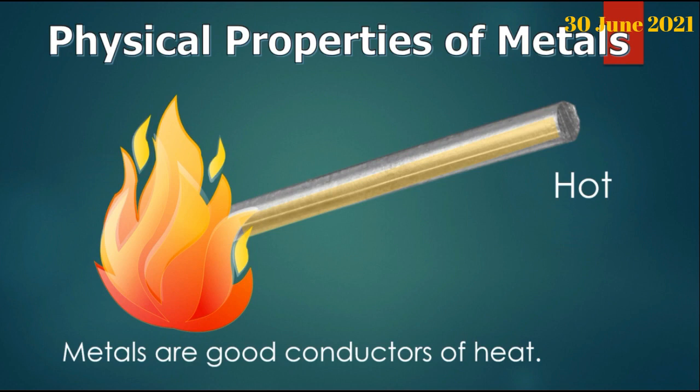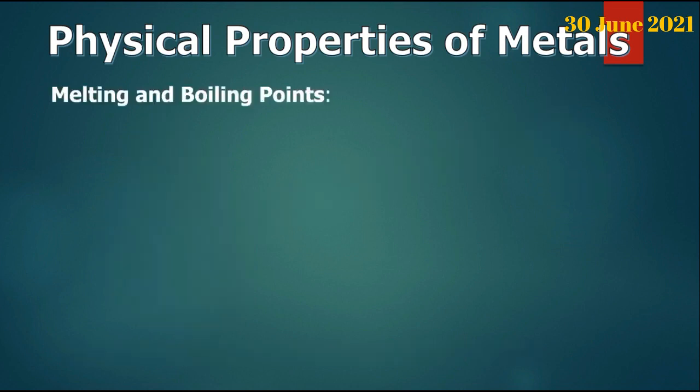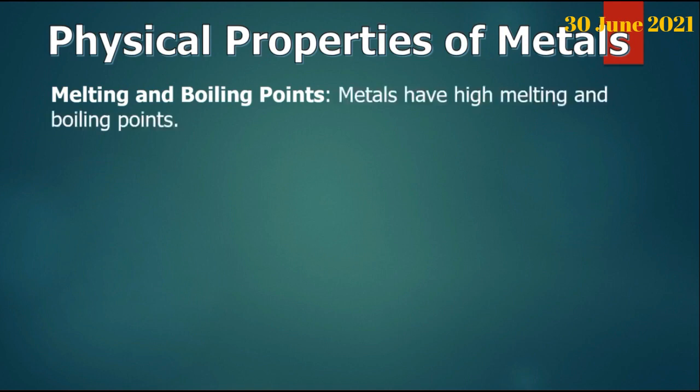Now next physical property is melting and boiling point. Melting and boiling points, what do you mean by that? The temperature at which a metal melts or a metal boils. This is a simple definition. This is not the actual definition, right? But for your class, you just remember that the temperature at which metal melts is the melting point, and metals have a high melting point and boiling point. It requires a lot of temperature. I'll show you a table.